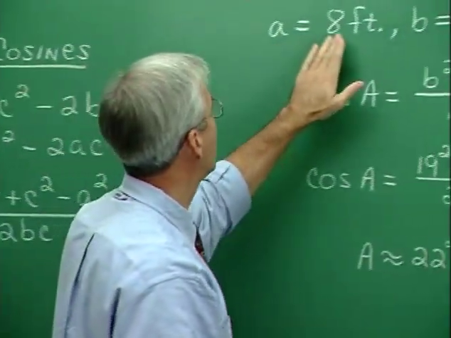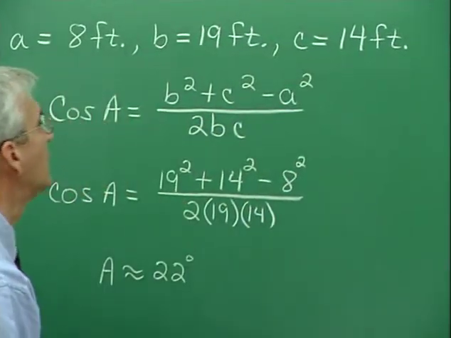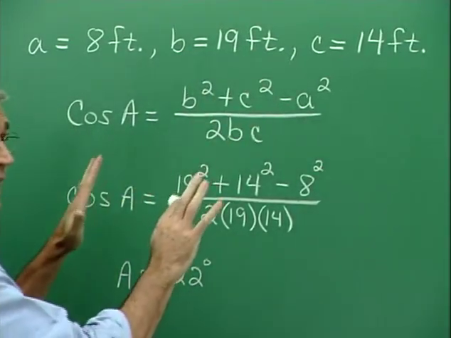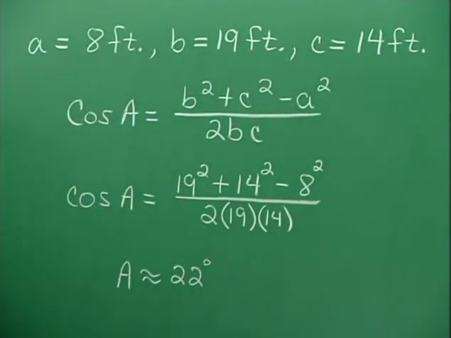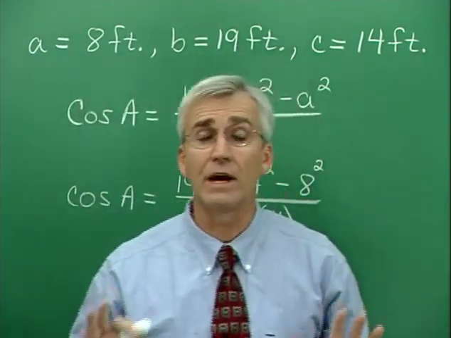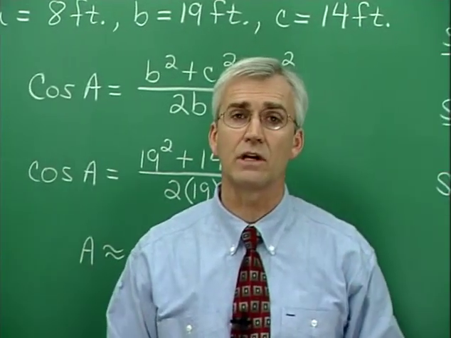Well, consider this problem. Here we have a is 8, b is 19, c is 14, all in feet. Now notice that we're given information about a, b, and c, the lengths of the sides of a triangle. And we want to solve the triangle, so we want the size of the angles involved. Now, in terms of angle side opposite pairs, we don't have information about any angle and side opposite pair. So we have to use the law of cosines.